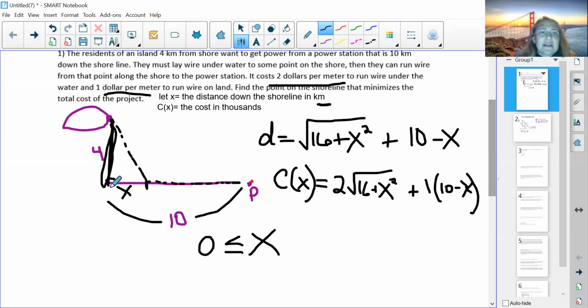And then what's the maximum value X could be? I had also looked at that maximum value when I just drew the straight line from point A to point P, and that was when X was 10. So X has to be something between 0 and 10. Okay, so I need to know that in order to set my window. So now I'm ready to go to my calculator.